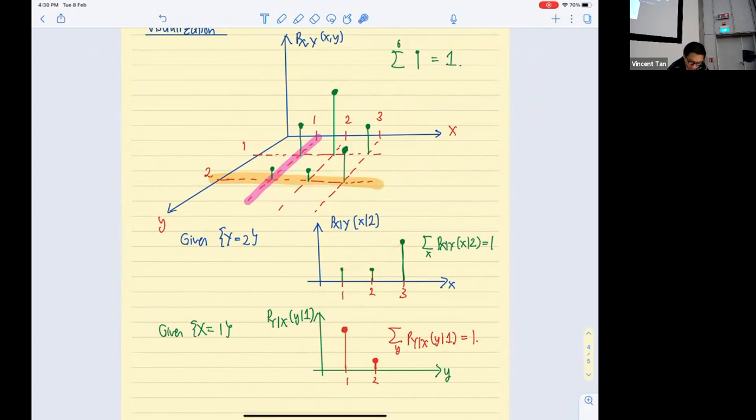And similarly, if we restrict ourselves to this slice only, then Y can only take on 2 values. And these 2 values are 1 tall and 2 short here. Can you see? And this you must renormalize to make sure that these 2 add up to 1. Does everyone understand my picture?